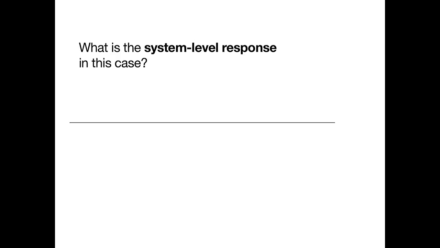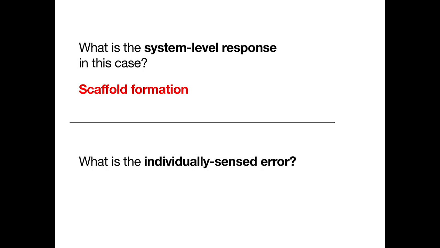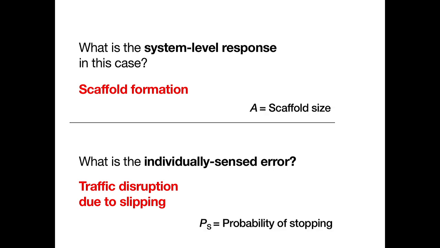trying to optimize for. So I was wondering, okay, in this case, what is the system level response? Let's say we're just going to call it scaffolding formation, because that's the thing that's forming to correct for some error. What's the individually sensed error? It's some traffic disruption due to the ants slipping as they walk across the surface. And so those are my two things. We have overall scaffold size. And in this case, instead of an error, I'm just calling this the probability of slipping, because that's what the error is being sensed.